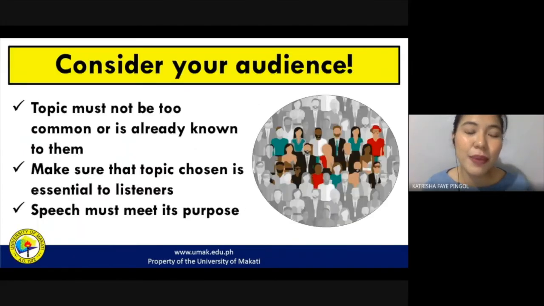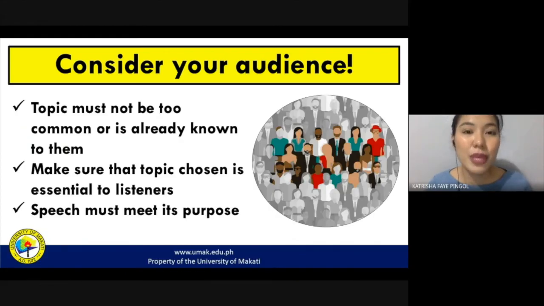Again, it is very, very important to consider your audience. This has to be the very first thing that you have to do, whether you are simply writing your speech, or you are delivering the speech already. In considering your audience, you need to ensure that the topic you are going to be presenting to them is not too common. Maybe it's something that they already know about or are familiar with, okay? Or it's something that is already known to them. If they are very familiar already, or it is something that they are very knowledgeable about, it will not be interesting for them anymore. So it is best to make sure that you can contribute to their learning, contribute to their understanding of this particular concept, of this particular idea.